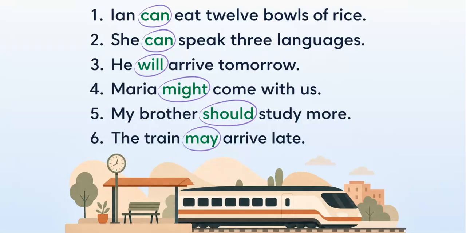Ian can eat 12 bowls of rice. She can speak 3 languages. He will arrive tomorrow. Maria might come with us. My brother should study more. The train may arrive late.